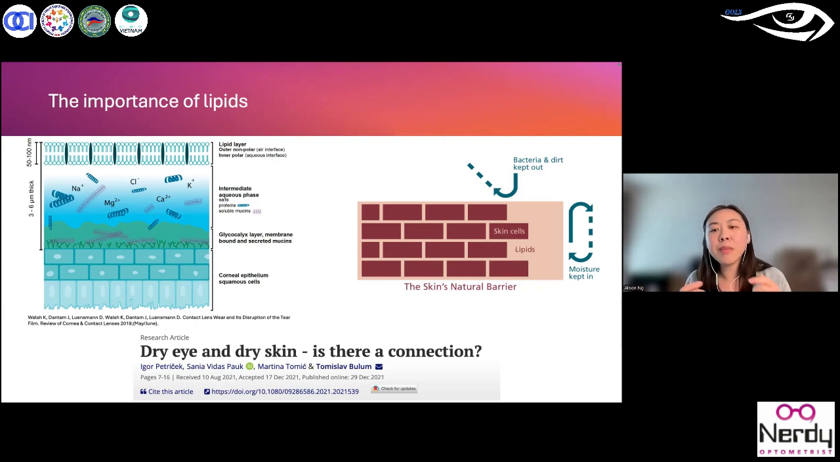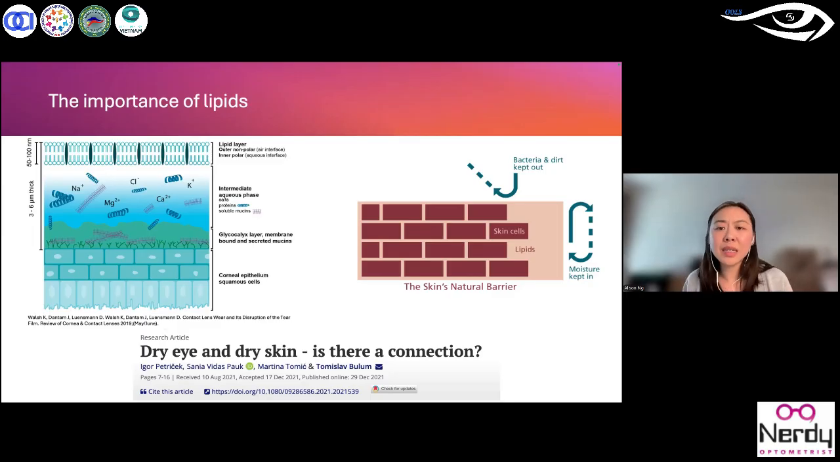How they did this was they measured the amount of sebum, so that's the oils that are produced by our sebaceous glands, in the cheek and at the forehead. And what they found was the patients who had dry eyes had lower amounts of sebum in the cheek and the forehead compared to those who didn't have dry eyes. So the subjects with dry facial skin also had drier eyes.